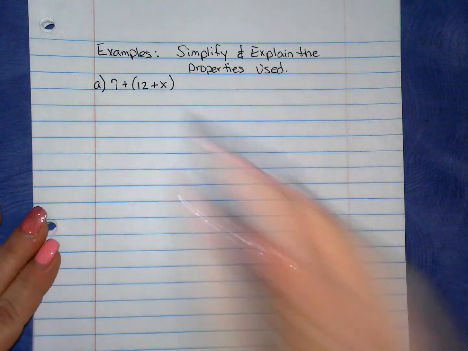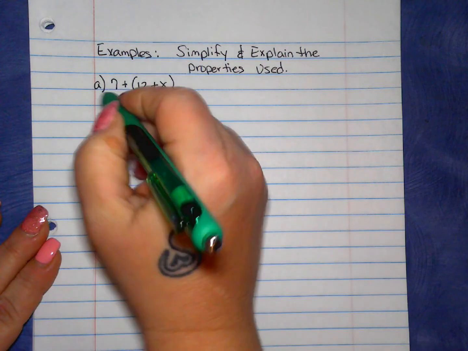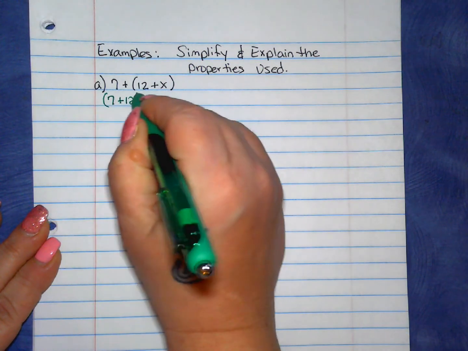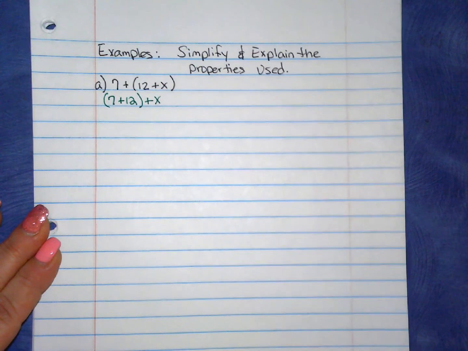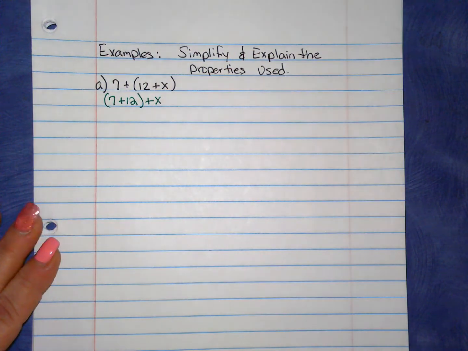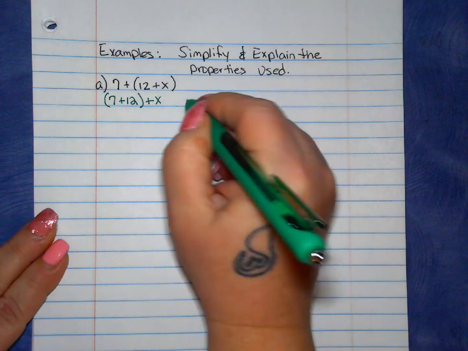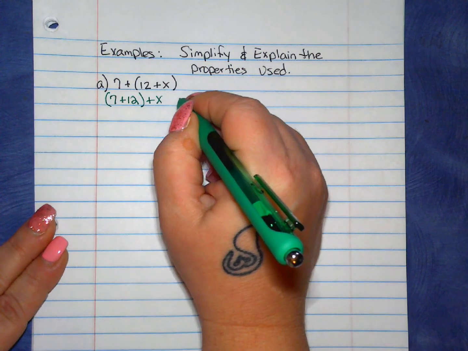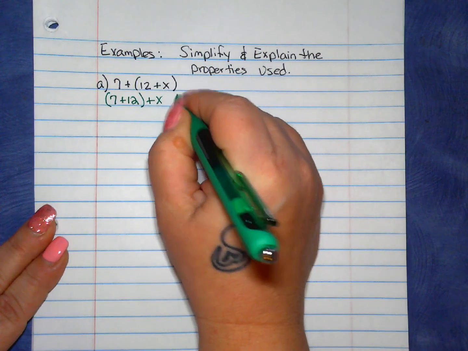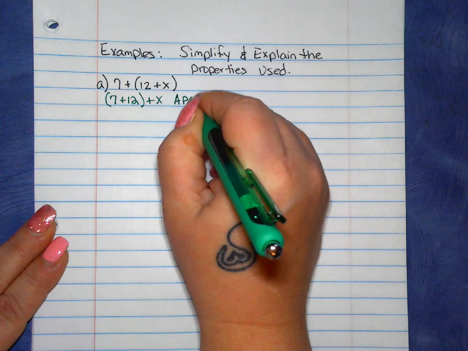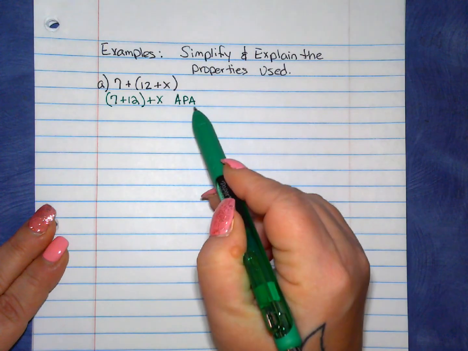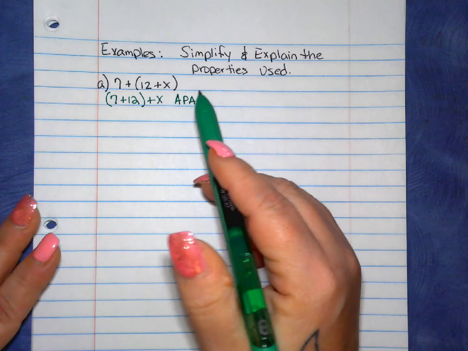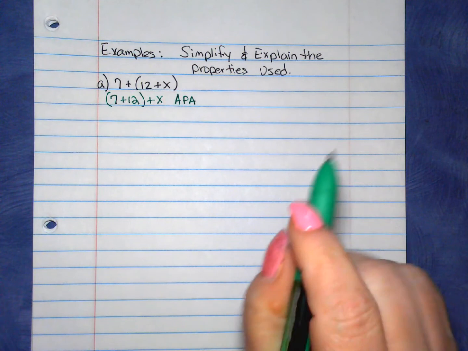So I'm going to change it to 7 plus 12 plus X. Okay? And if you remember, that's called the associative property. So you can either write associative, or you can write associative property of addition, APA. That's the acronym, associative property of addition. Or you could just write associative property. That will be fine. Okay?